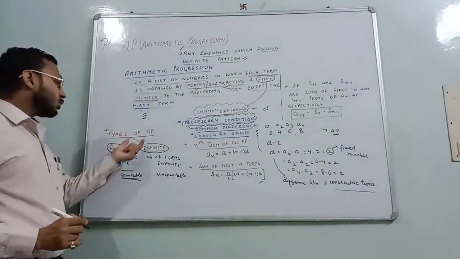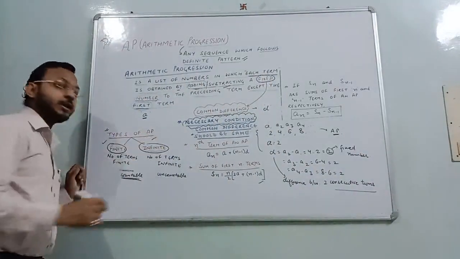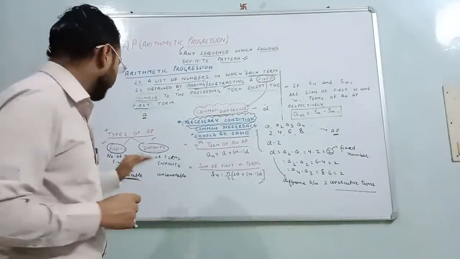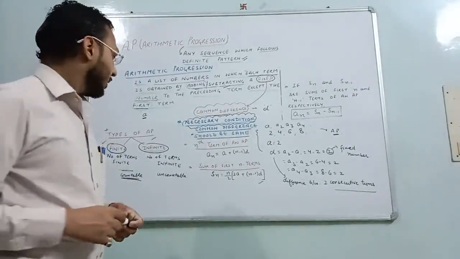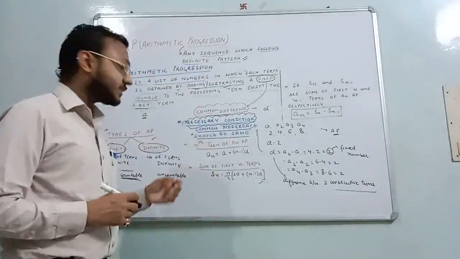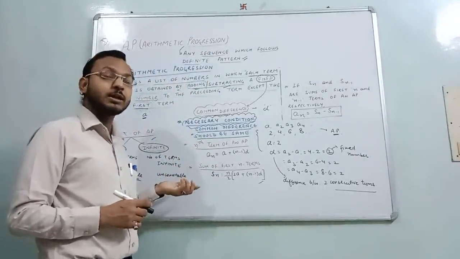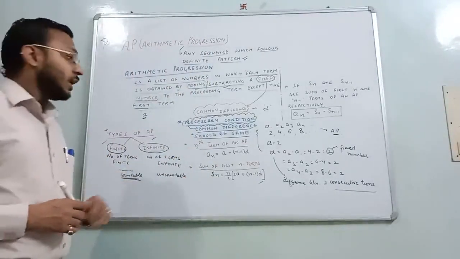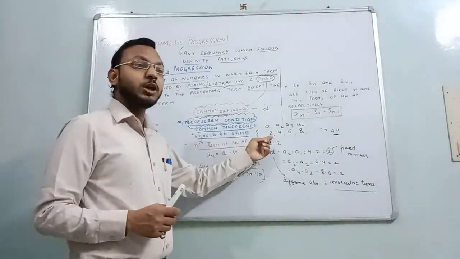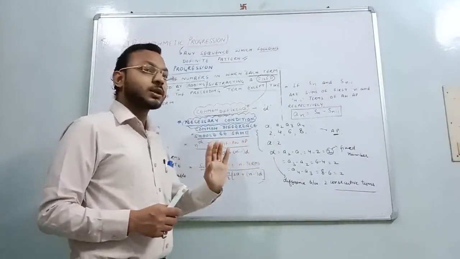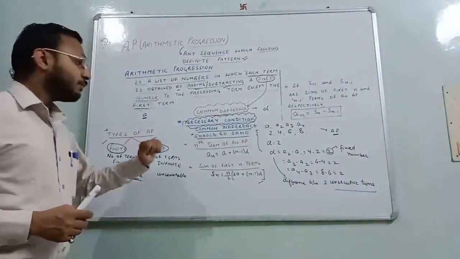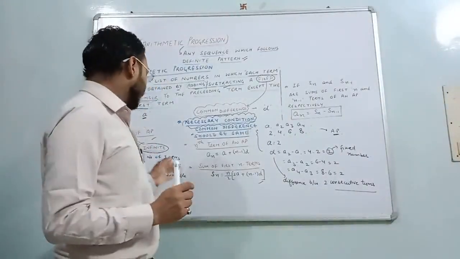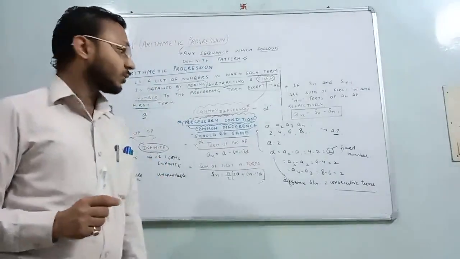Now we are having two types of AP. One is finite AP and one is infinite AP. Finite AP means the number of terms is fixed, or you can say definite. But infinite AP is one in which the number of terms is infinite, or you can say uncountable. For example, if I am having only 20 terms in a series, that would be a finite series. But a series of natural numbers, which is uncountable, would be an infinite series. Fine.